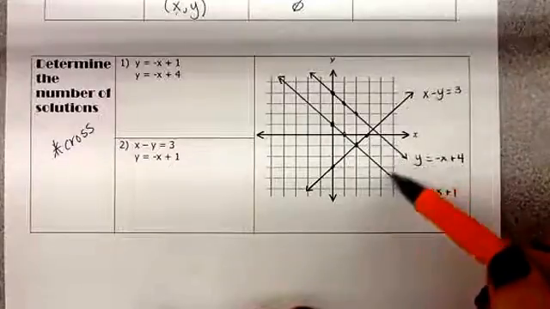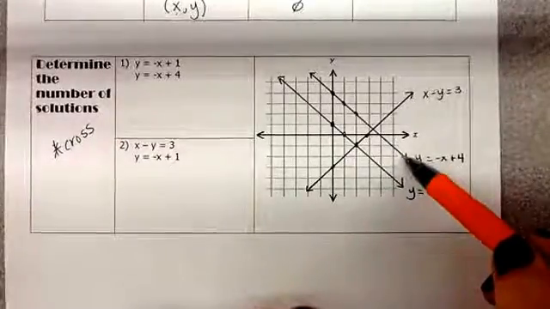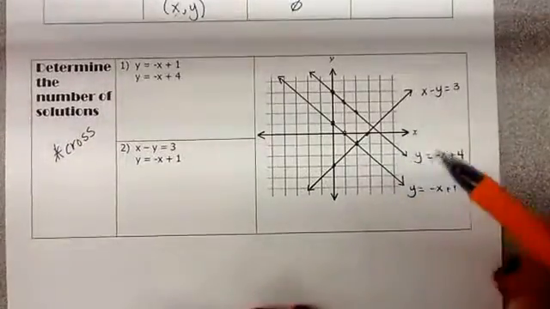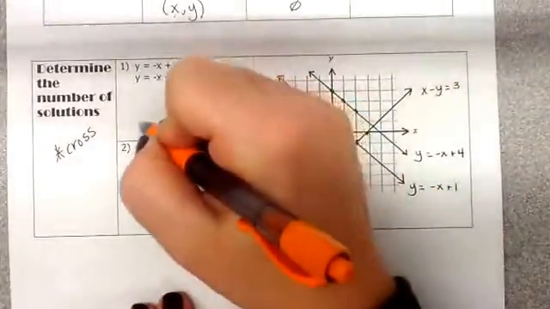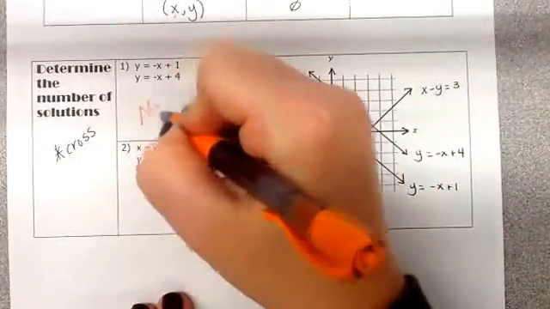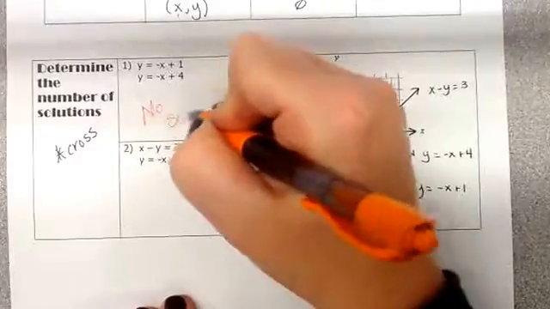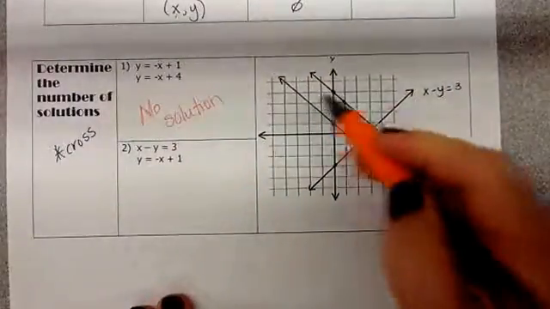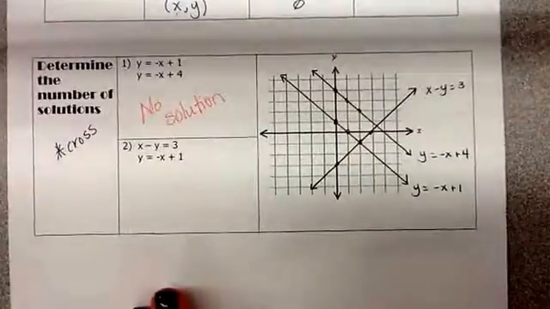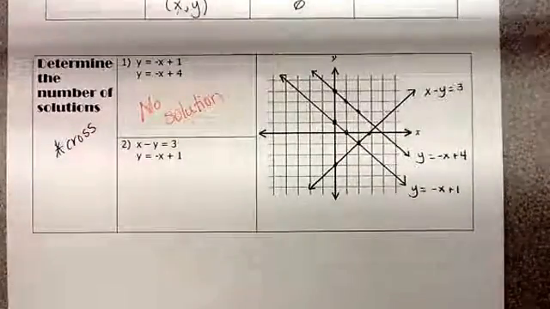None. Will they ever cross? No, because they are parallel. So this answer would be no solution. They are parallel, so they never cross. Try the next one on your own.